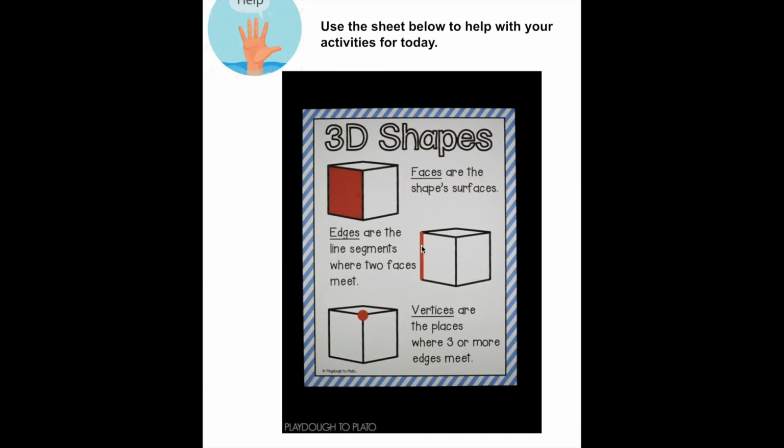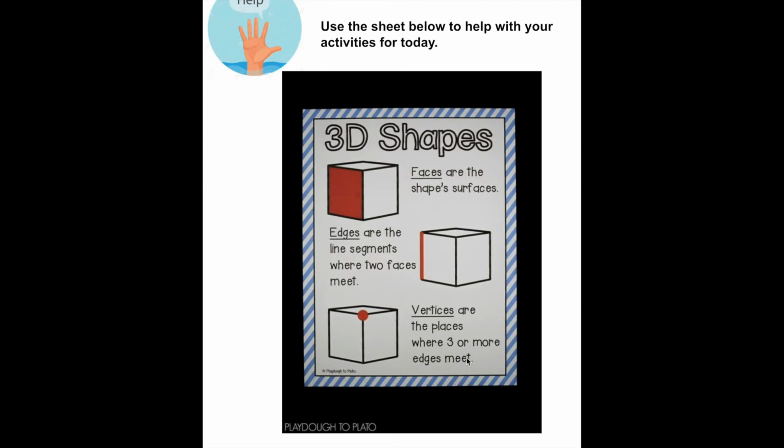So this edge right here is connecting this face and the other side of the face that you can't see. This edge right here is connecting this face and this face. So remember that edges are the line segments where two faces meet. And then the very last thing will be the little pointy spots right there, which we call our vertices.